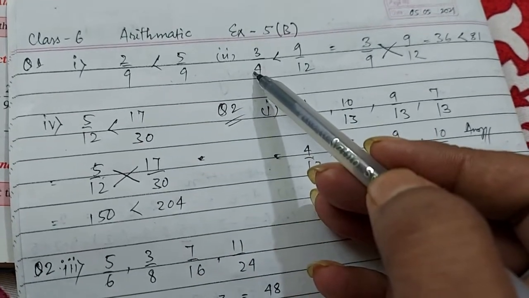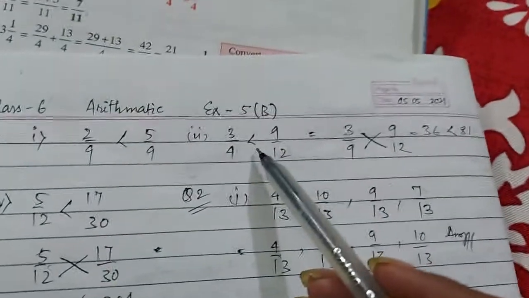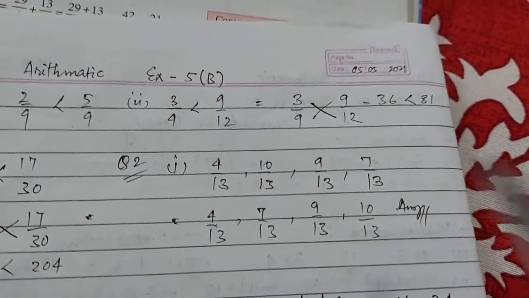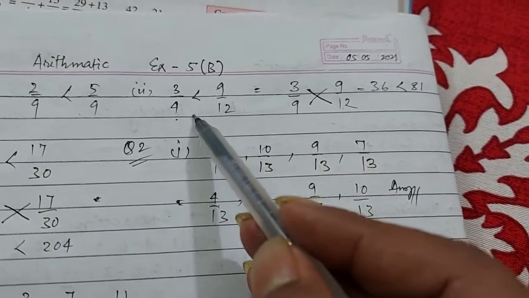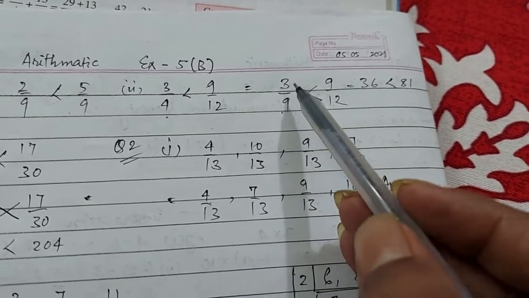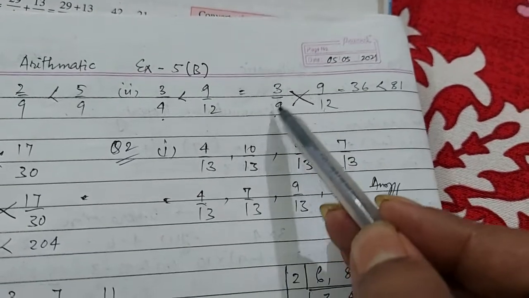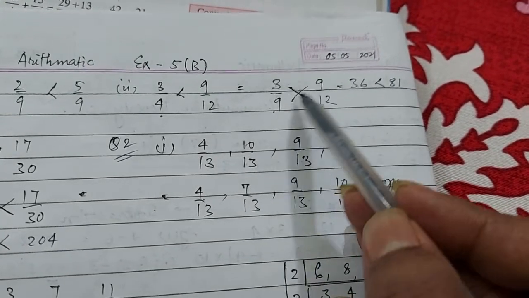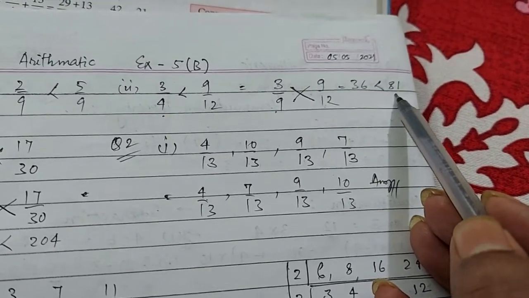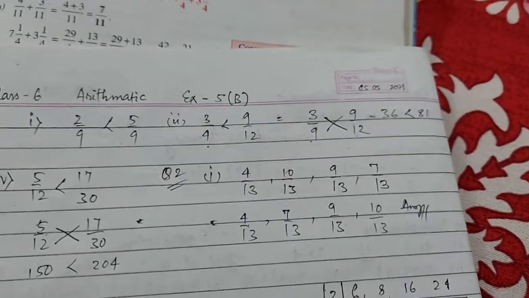Question number 2 is 3 by 4 and 9 by 12. This is not a like fraction, so how will we solve it? In this case, we'll write it this way and cross multiply, that is 3 into 12 and 9 into 9. 3 into 12 is 36 and 9 into 9 is 81. Which one is greater? 81 is greater, so 9 by 12 will be the greater fraction.